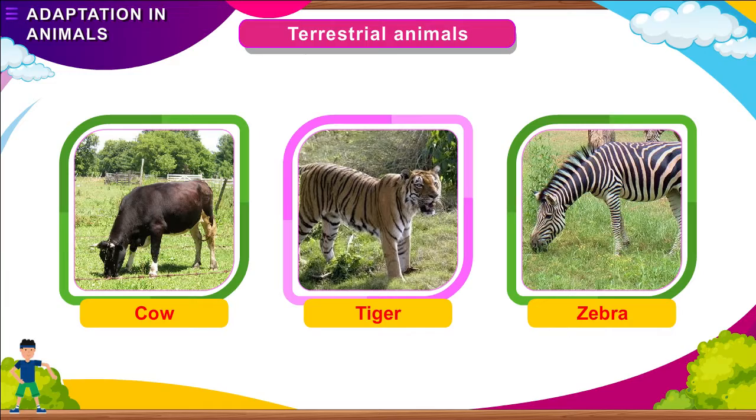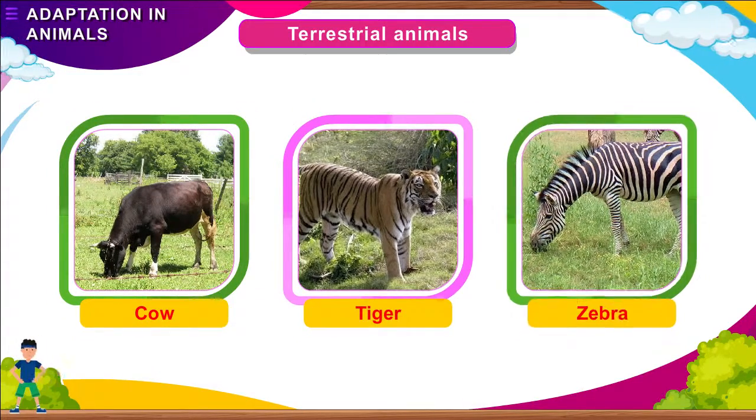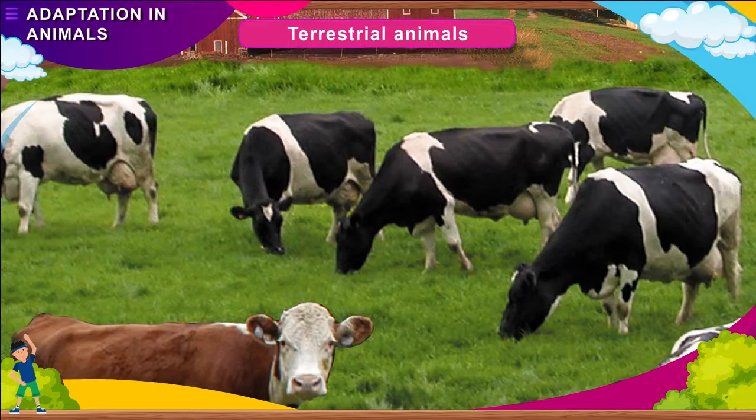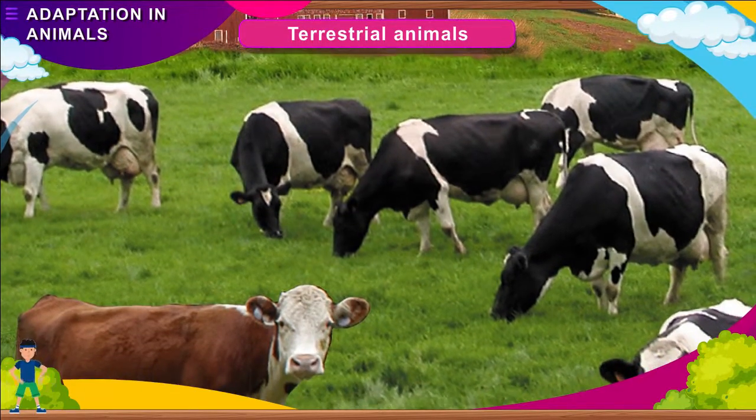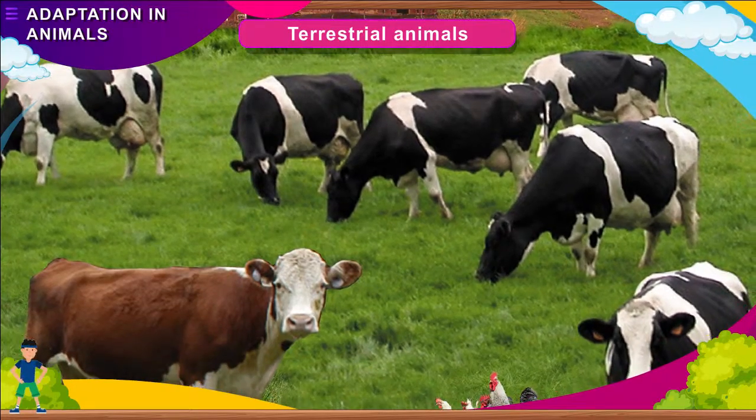Terrestrial animals. Animals like cows, tigers and zebras live on land. They are called terrestrial animals. Their body is suited to live on land. Accordingly, they show different adaptive features. Most terrestrial animals have strong legs, which help them to move long distances in search of food.